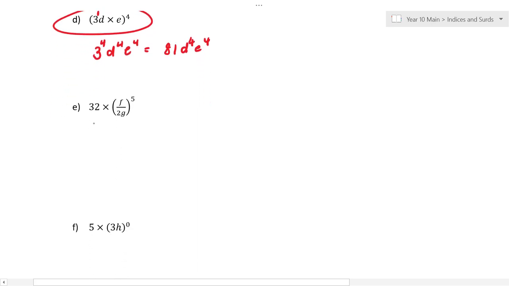Now over here, students have had some issues with dealing with these numbers. So we've had the 32. Let's just leave the 32 where it was. That's F to the power of 5, but be careful, that's 2 to the power of 1 times 5, which is 2 to the power of 5, G to the power of 5. Now, 2 to the power of 5 is 32.